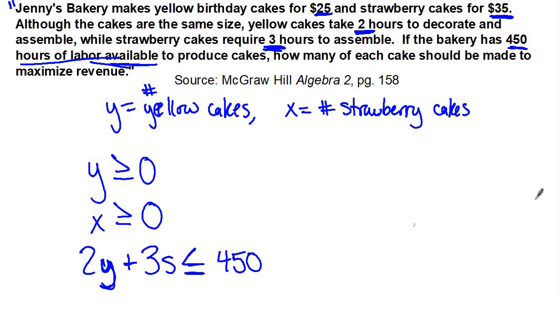So there are three constraints, and actually I shouldn't have used S there. We're using X for strawberry. Those are our three constraints. And then here's the last thing. Here's the function. This last thing, we're not going to graph it, but we will use it at the end of the problem to find the answer.